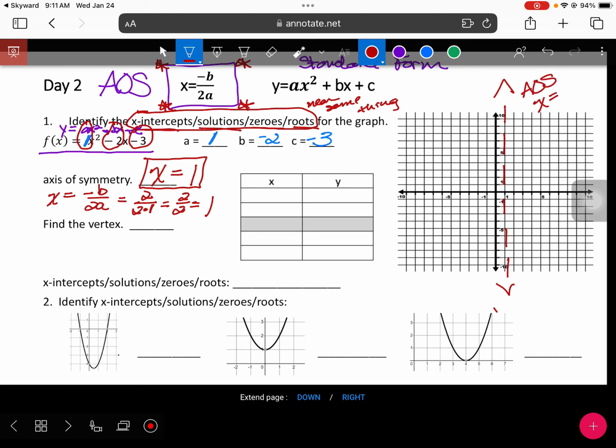X equals 1, okay? The vertex. What do we know about the vertex? Where can we always find the vertex? That is correct. It will always be a maximum or minimum. What else do we know about the vertex? It is always what? Always on the axis of symmetry, right? Always on the axis of symmetry. So if my axis of symmetry is x equals 1, what is the x coordinate of my vertex?